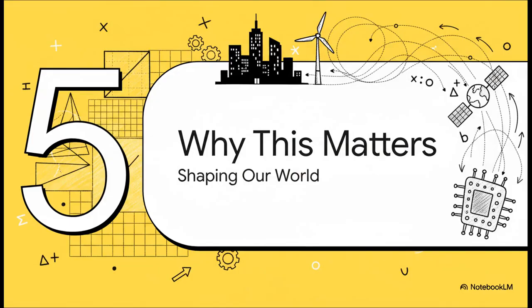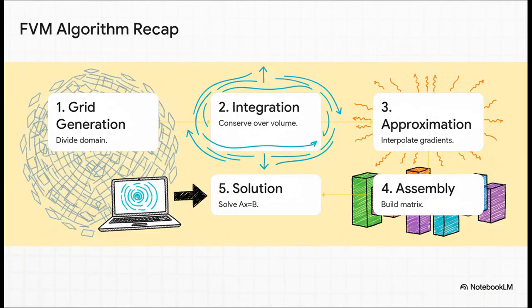Okay, that was a pretty deep dive into the math, I know. But so what? Why does any of this actually matter? Well, because this process of translation is, quite literally, what allows us to design and build the modern world. So let's just do a super quick flyby of the whole algorithm we just walked through. First, we generate a grid. Then, we integrate to make sure energy is conserved. We make a few smart approximations to make it solvable. We assemble everything into one big matrix. And finally, we just hand it over to the computer to find the solution. Simple, robust, and unbelievably powerful.